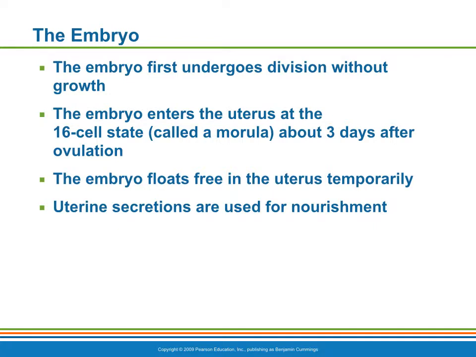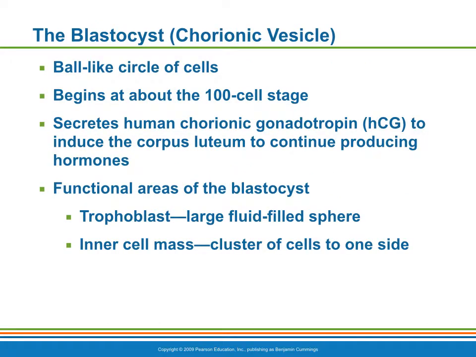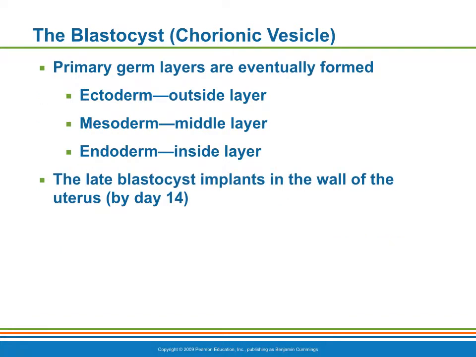The embryo undergoes division without growth first. Then the embryo enters the uterus at the 16 cell stage, and that's about 3 days after ovulation. So after it's been fertilized, it's made its way down to the uterus about 3 days, and then it needs to implant. Okay. It goes through this blastocyst stage, and then we have these different germ layers forming, and then it implants in the wall of the uterus about day 14.